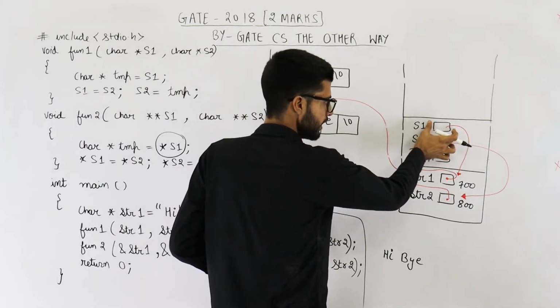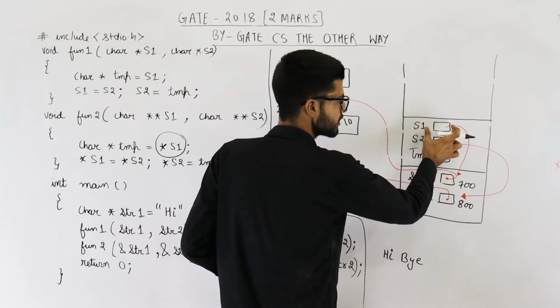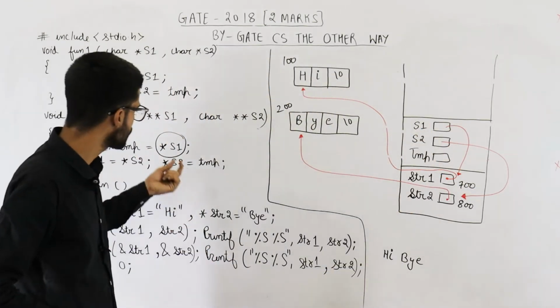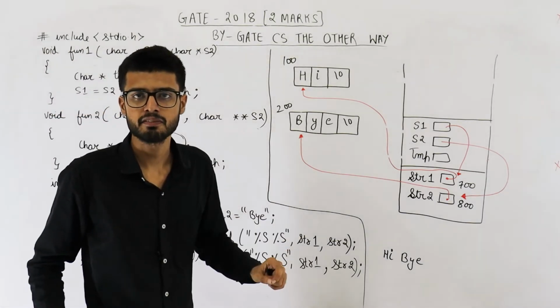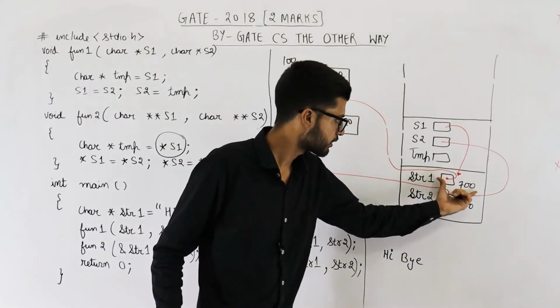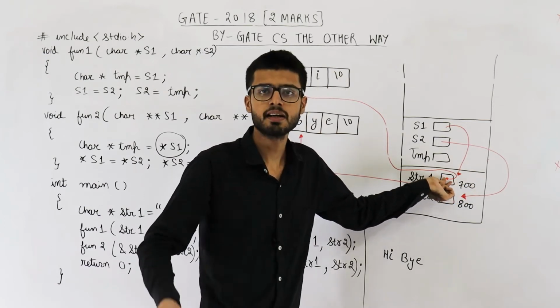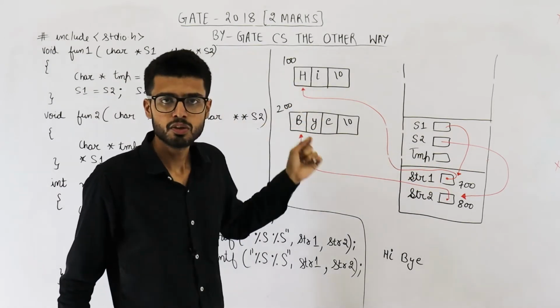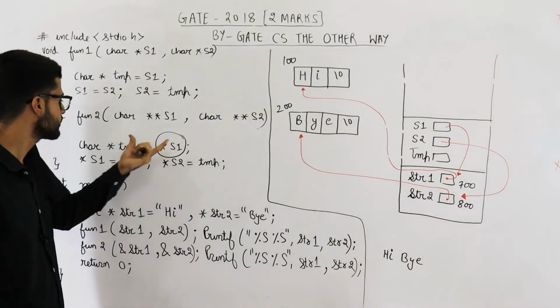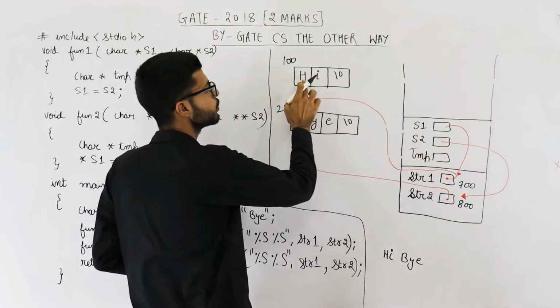S1 is this box. It contains the address of this str1. Means S1 contains 700. So writing a star means take the value that is present at address 700. This is address 700. At this address, the value present is again an address. Which address is present here? The address of this h. So this h address is assigned to tmp. tmp will now point to this address.